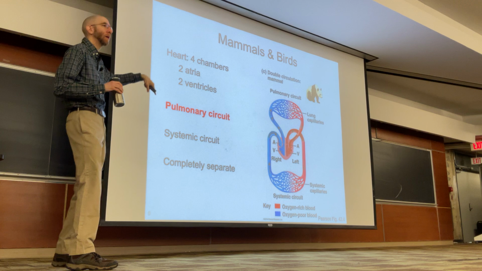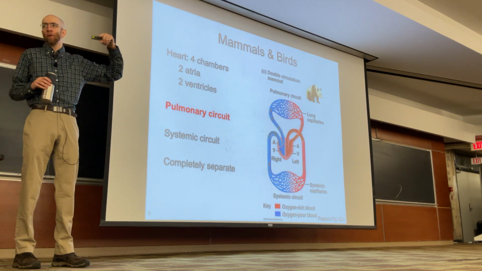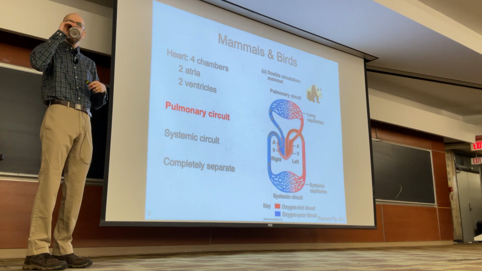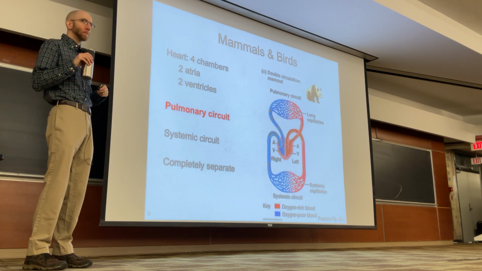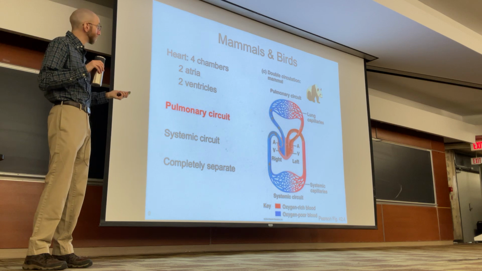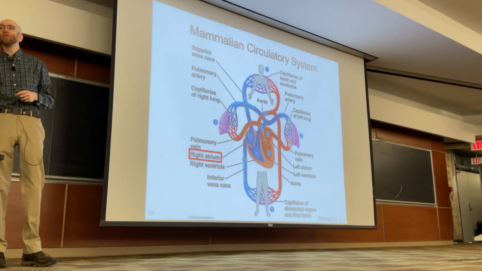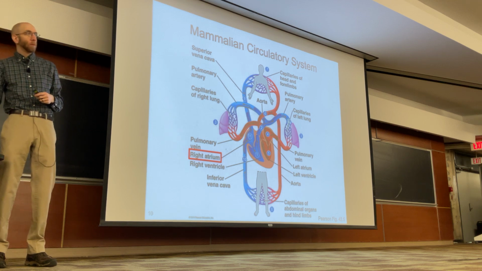Questions about the three types here, the fish, the amphibian, or the mammalian circulatory system? Okay. So we're going to go through the mammalian circulatory system. We're going to sequence mammalian circulation.